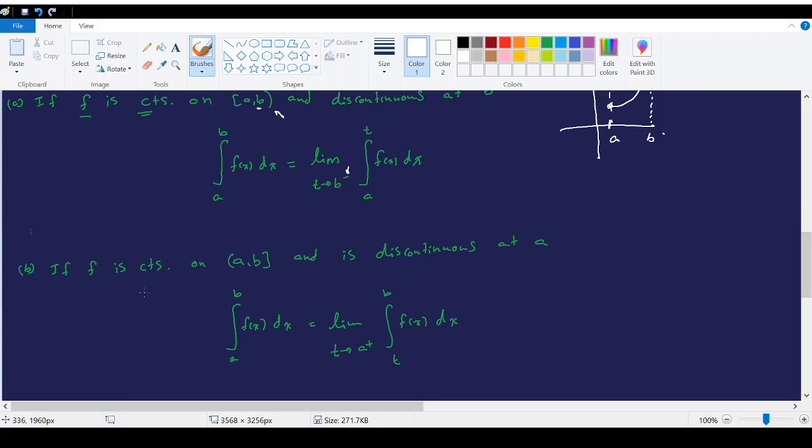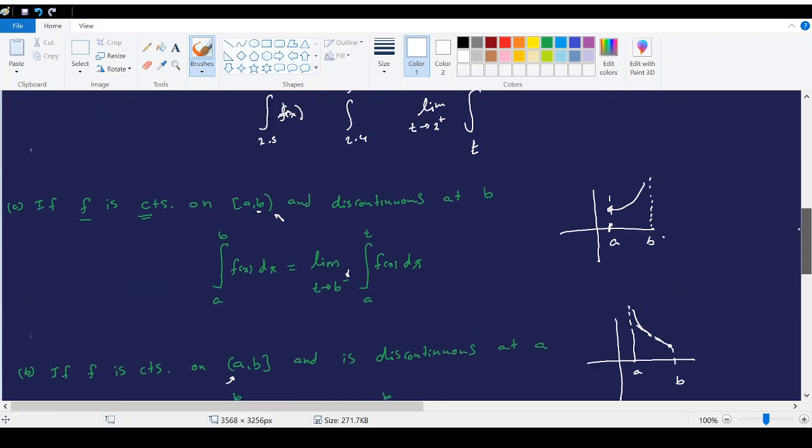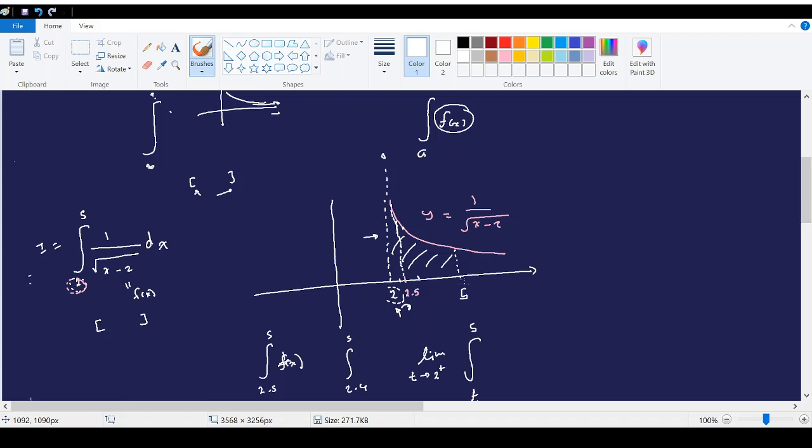In this case, if the function is continuous on the open interval a, closed interval b, that means the function is defined at b but not at a. So a will have the vertical asymptote. Here b is defined. Now this is similar to the example that I wrote here.